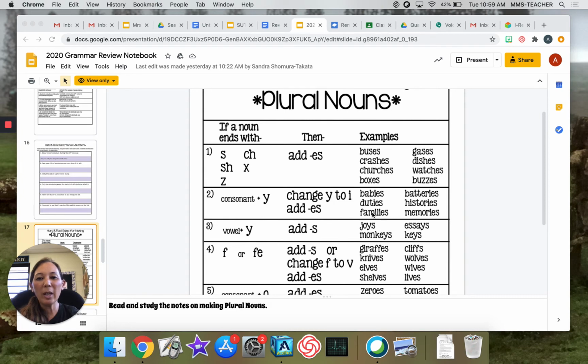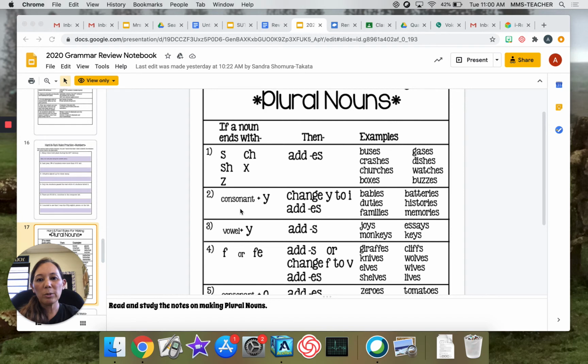So here's rule number 1. If a noun ends with an S, a CH, an SH, an X, or a Z, then we add an ES. So here are some examples. Bus. Do you see it ends with an S? And so we're just going to add an ES. Buses. Here's crash. To make this plural, it ends with an SH. We're going to add an ES. Okay? And the same goes for all of these other examples.